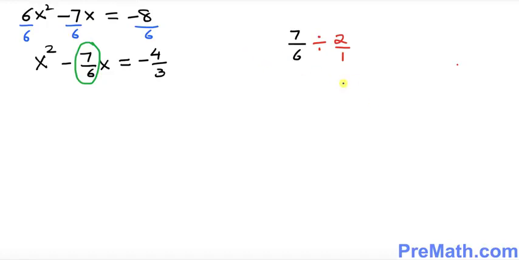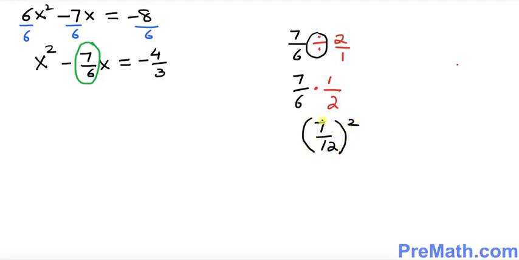So I want you to go ahead with 7 over 6, and whatever this division sign is, we want to convert into multiplication. When you convert this into multiplication, you have to flip this one over, so it becomes the reciprocal, 1 over 2. So that's going to give you 7 over 12. Whatever number you got, 7 over 12, now you must square this.